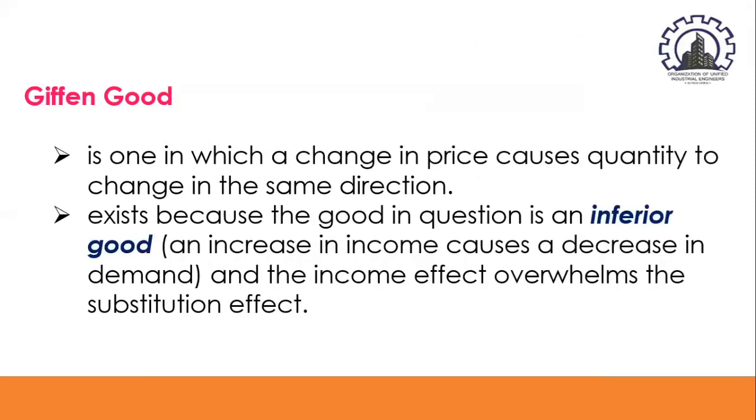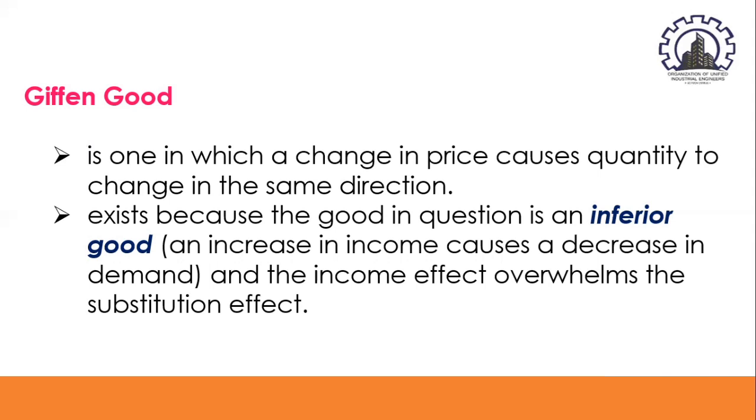So while the law of demand is a well-documented, extensively tested economic principle, it is not without exception. So that exception is termed a Giffen good. So what is a Giffen good then? It is actually one in which a change in price causes quantity to change in the same direction. So an increase in price causes an increase in quantity, and a decrease in price causes a decrease in quantity.